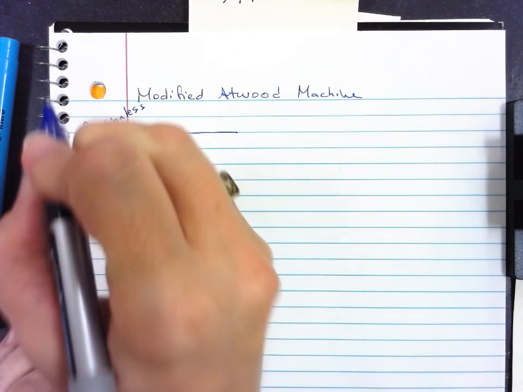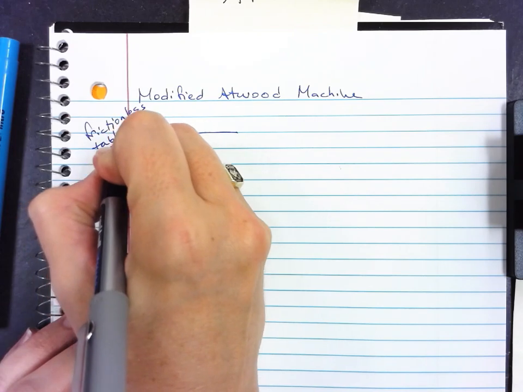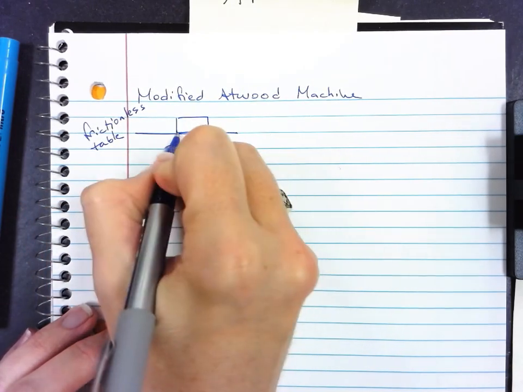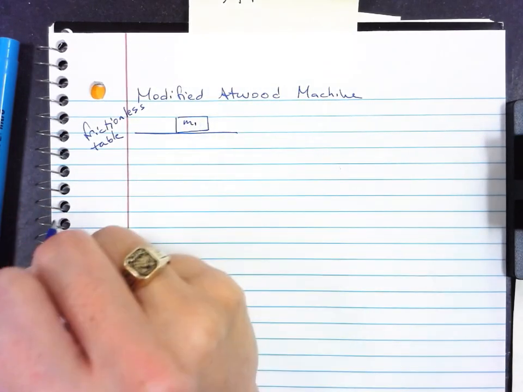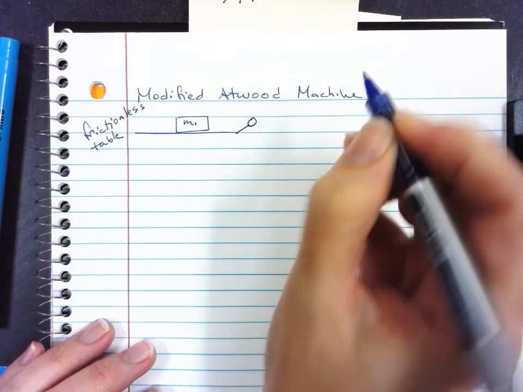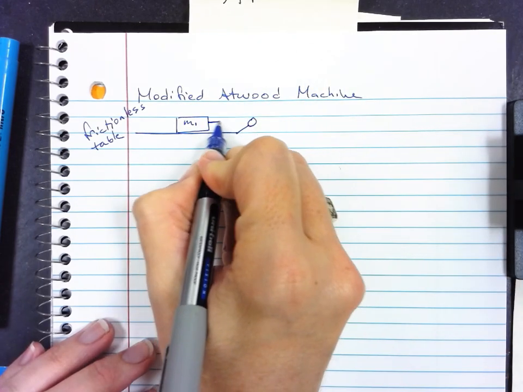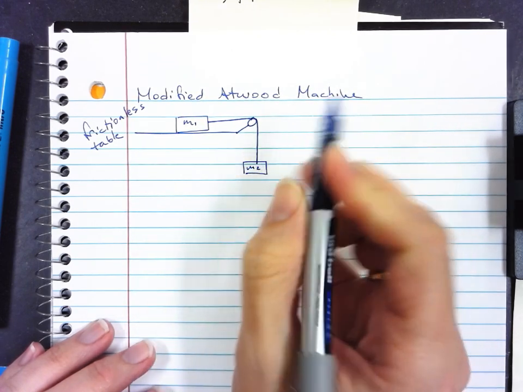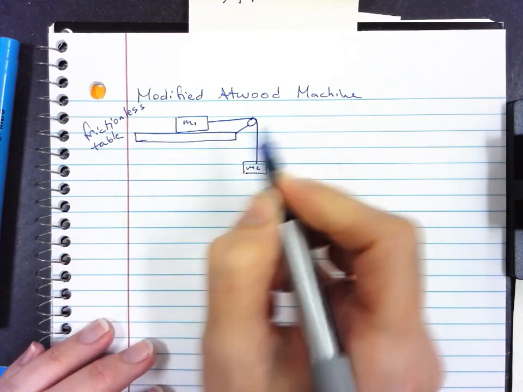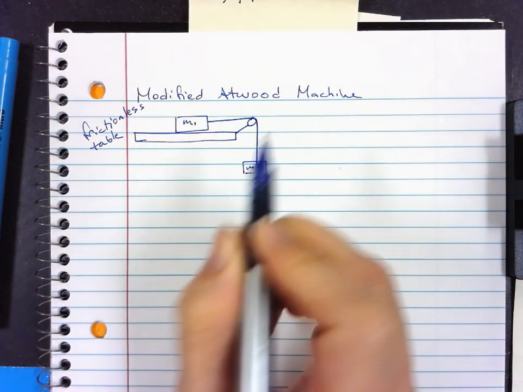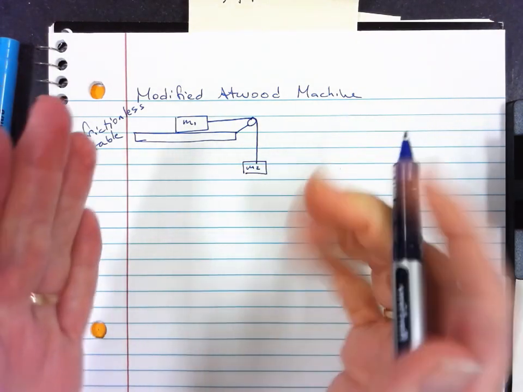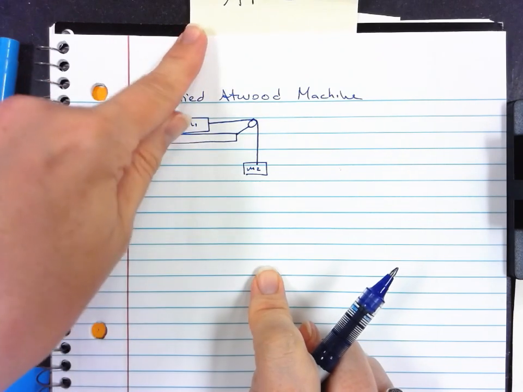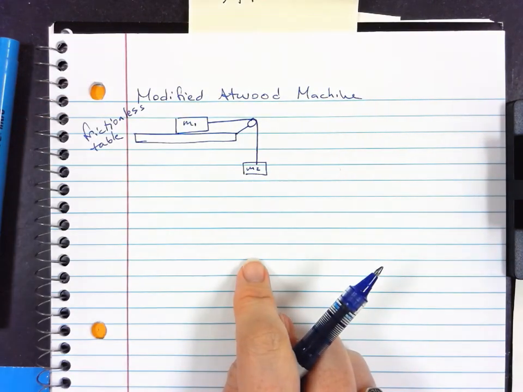Don't worry, we'll do friction eventually. Frictionless table, and we have object M1. And then there's a pulley on the end of the table, and there's a string over it, and attached to the other end of the string is a second object, M2. And it is freely hanging in space. So instead of in the lab, one thing going down while the other one up, this one goes down, this one goes to the right.